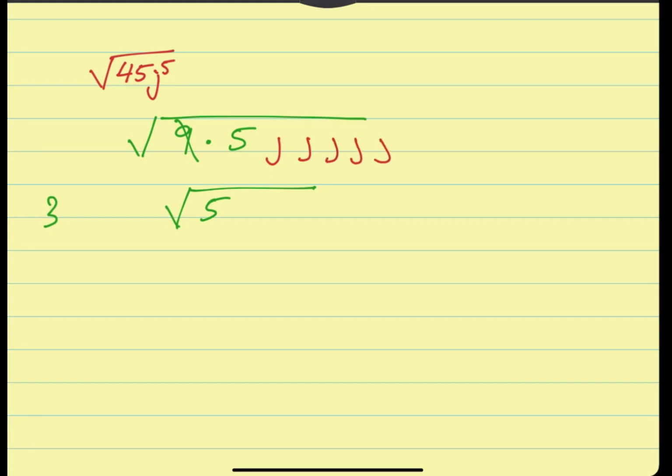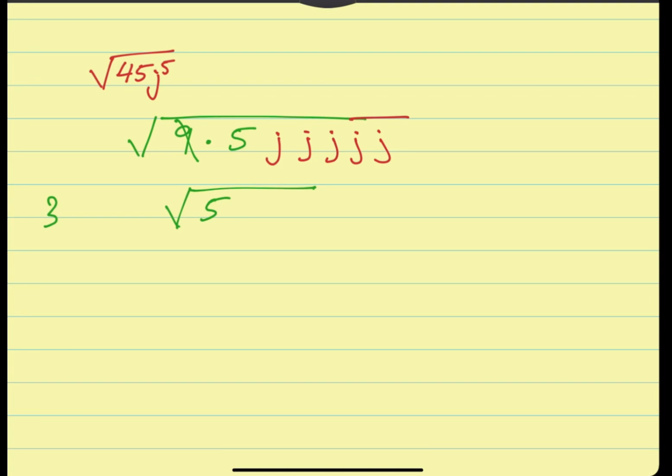How do we break 45 down? Look at it. Everyone look on your factor paper. 5 times 9. And 9 becomes what? 3. 3 outside, and 5 stays, right? And now we have J's, right? How many J's? 1, 2, 3, 4, 5. And what do we do with the J's? Put them in groups of what? 2.